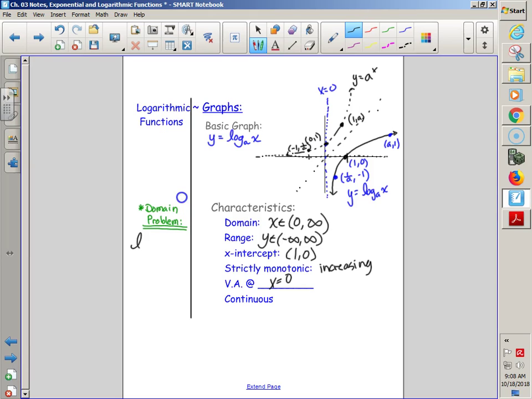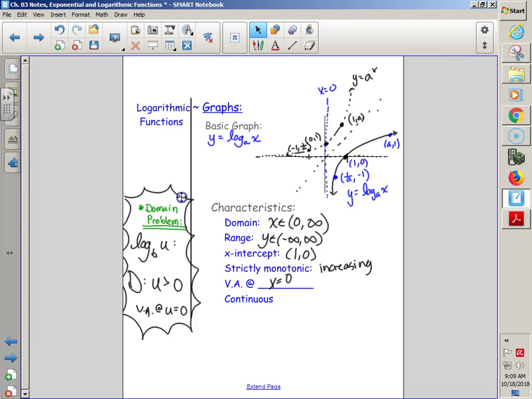If you have a log of any base of a u, the domain is going to be u greater than 0 because the vertical asymptote is at u equals 0. So whenever you have a logarithm of 0, the log does not exist and the vertical asymptote is there.